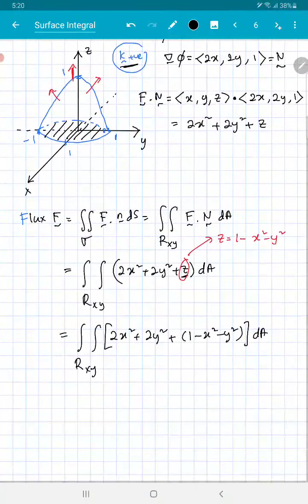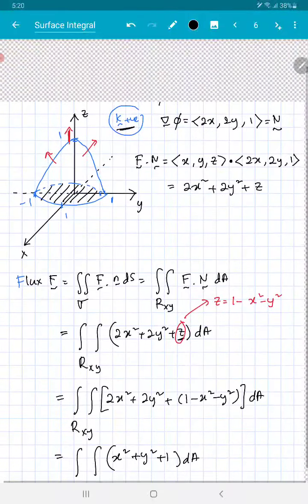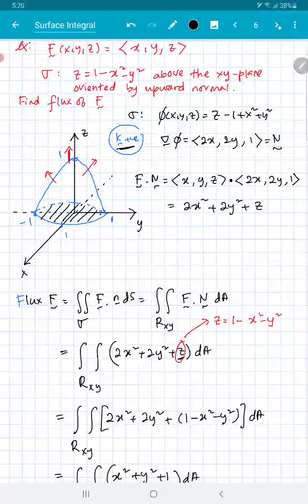Okay, now simplify our integrand. We have 2x squared minus x squared, so we have 1x squared, and here we have 2y squared minus y squared, again we have 1y squared, and plus 1 dA, integrated over region R, which is on the xy plane. Okay, so now we're back to a double integral.